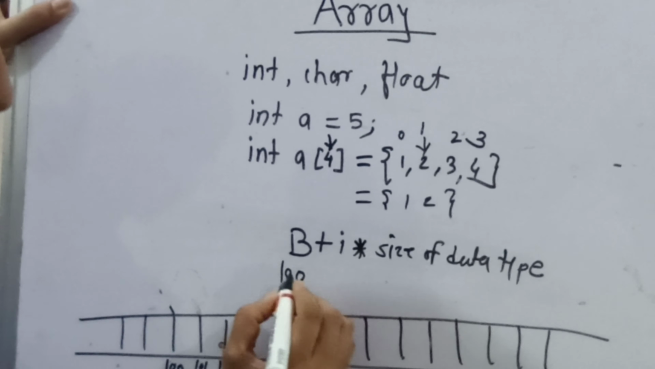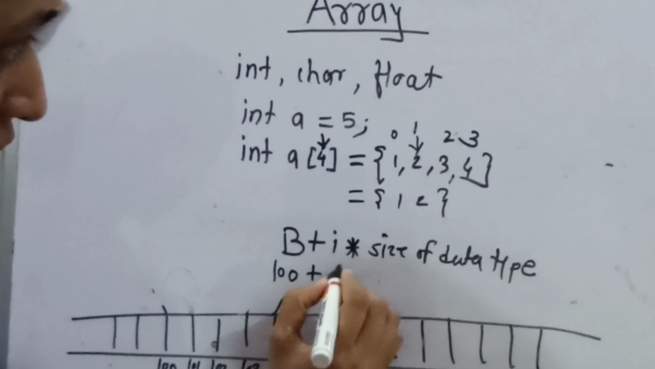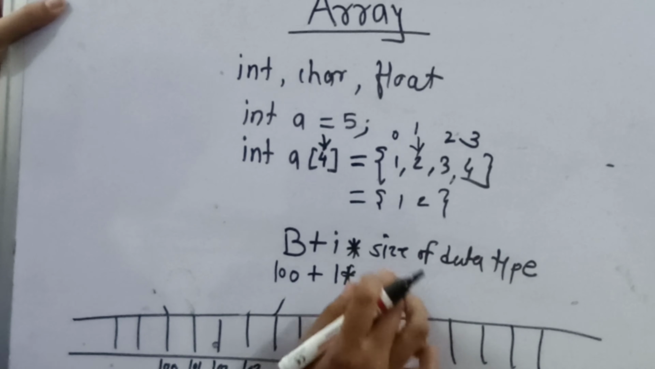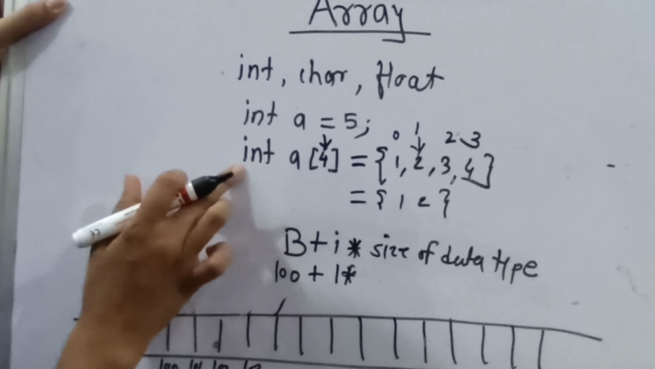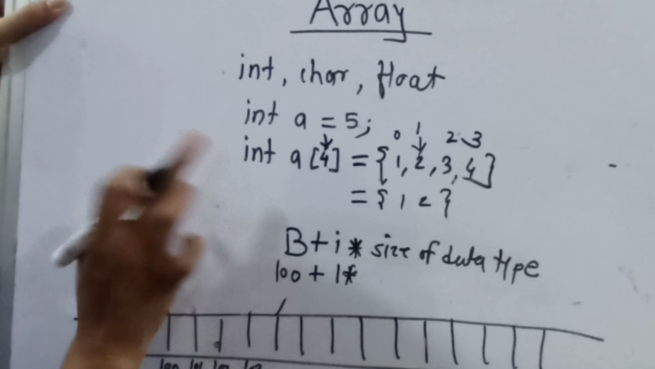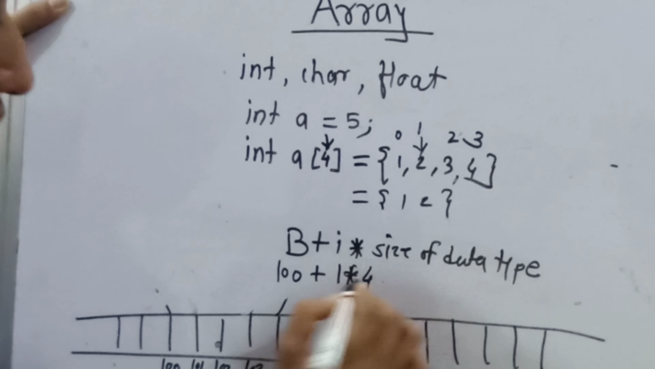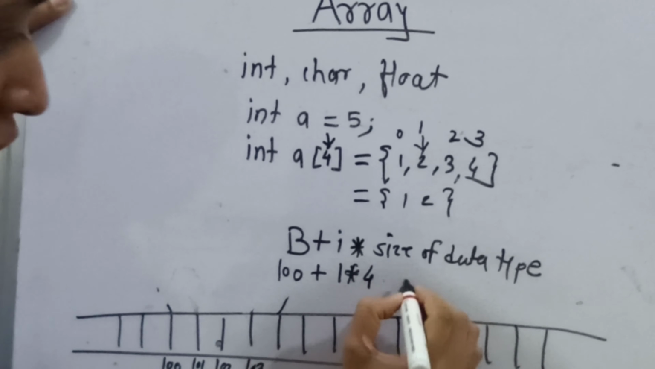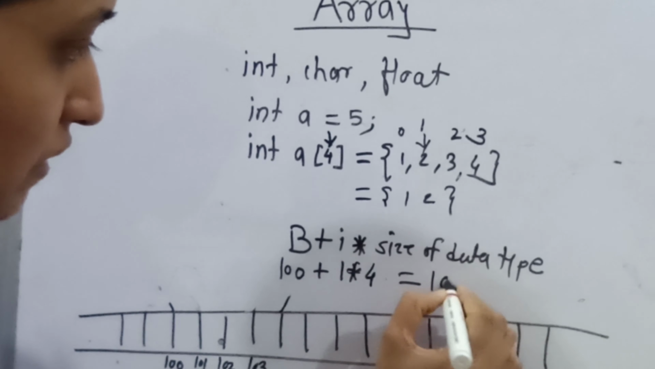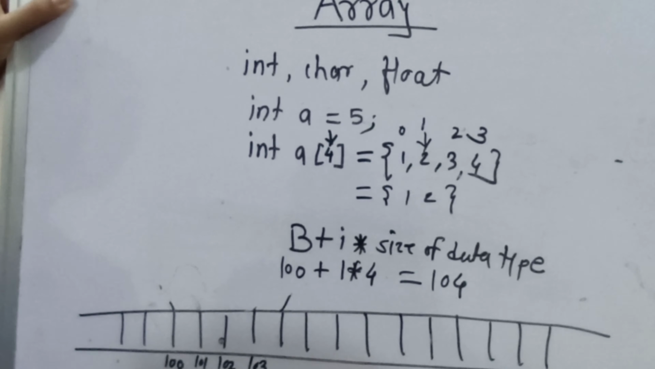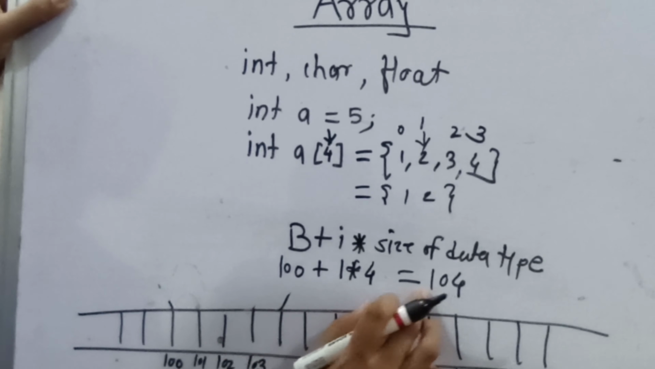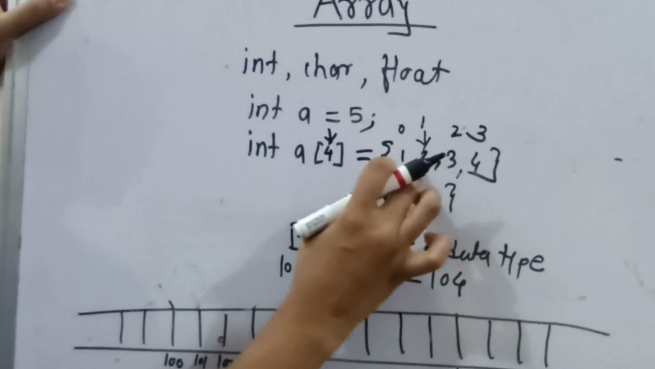So we can calculate it this way: 100 + 1 * size of data type. Normally we say that for an integer, 4 bytes are required. So this is 4. So it becomes 100 + 4, that is 104. So this is the address of this second element.